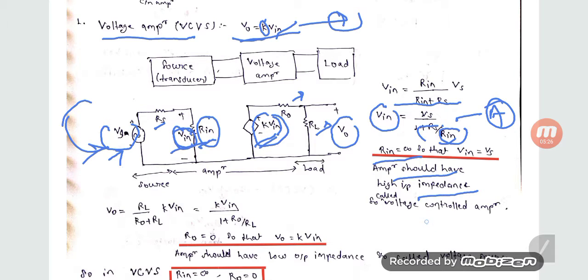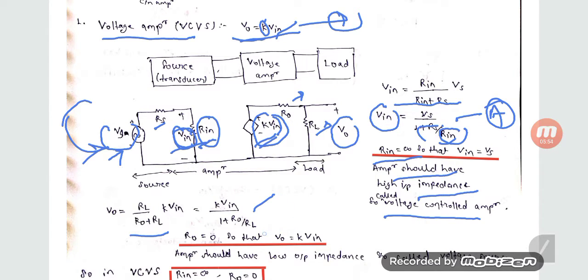Because of the high input resistance, it is called a voltage controlled amplifier, because the controlling quantity is voltage. So if we apply the voltage divider rule at the secondary or output circuit, V0 equals RL over (R0 plus RL) times K Vin. So we rewrite this equation like this.